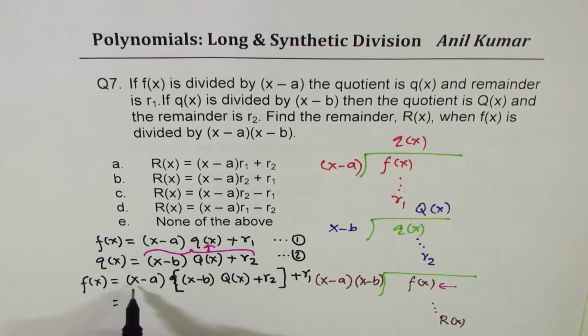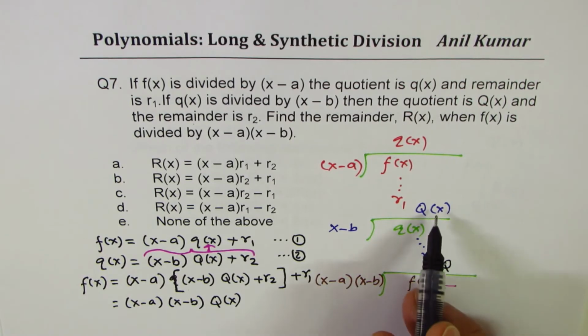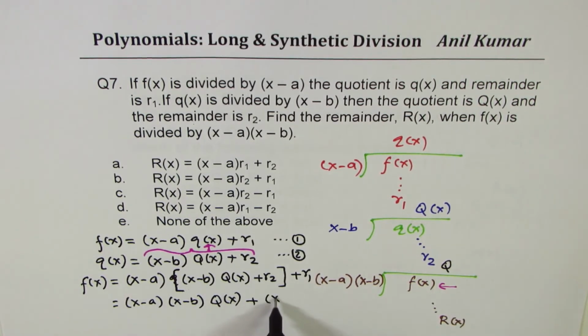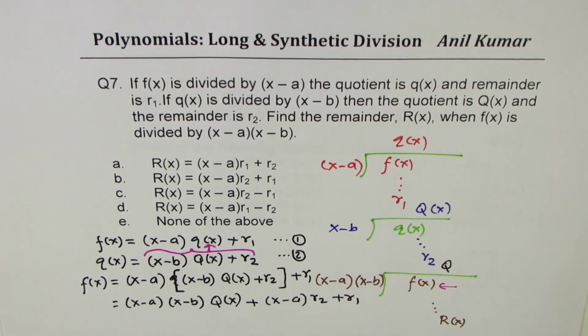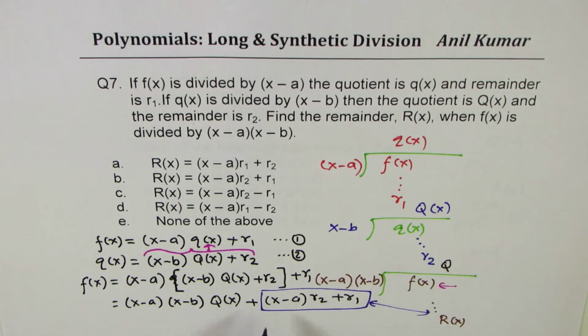Now we can expand, so we get x minus a times x minus b times capital Q of x. Now that gives you this part, right? So this is capital Q of x, plus x minus a times r2 plus r1. Does it make sense to you? So what do you notice here? You clearly notice that your final remainder is this. Correct? So that is the divisor, x minus a times x minus b.